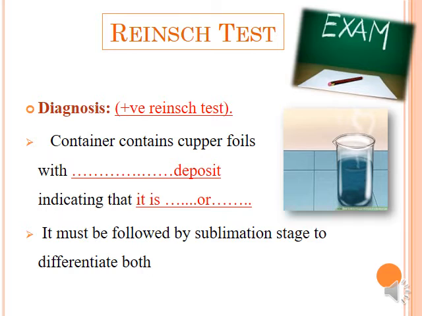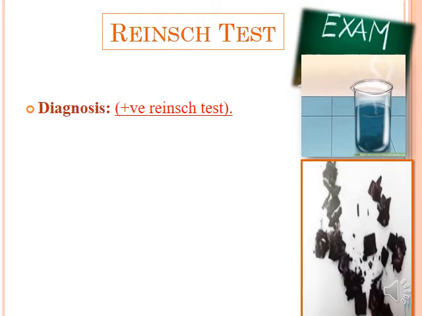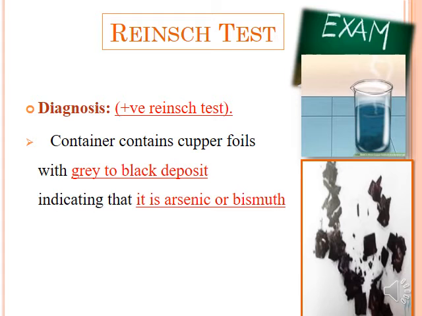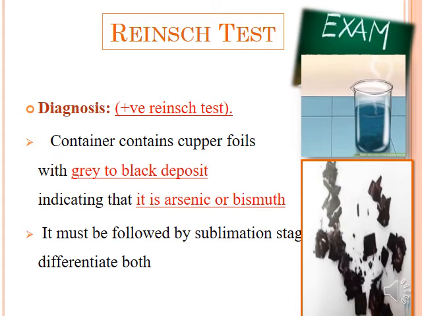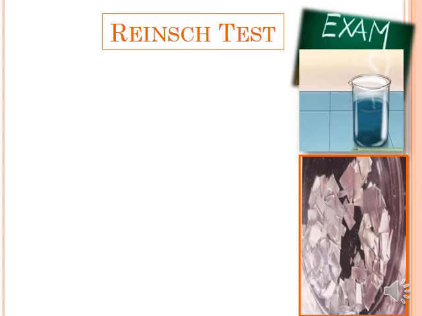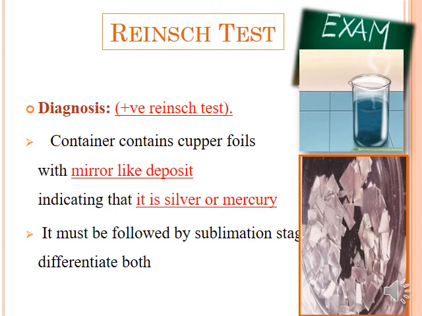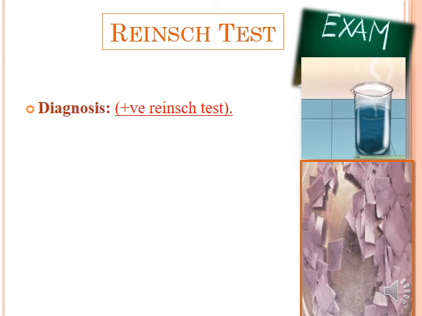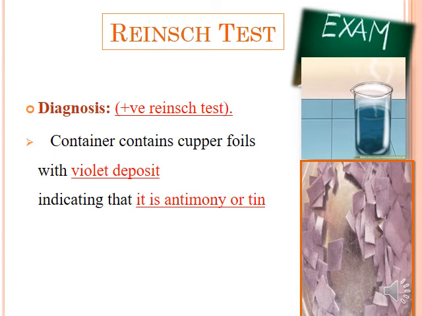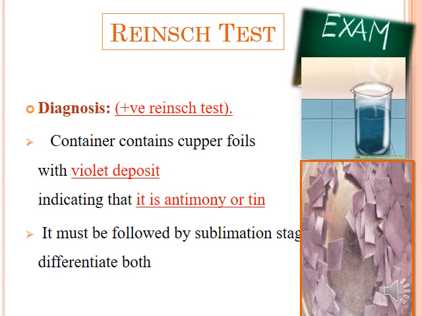For example, if we find the container contains black or grayish deposit, it indicates it is arsenic or bismuth, so we should do the sublimation stage to differentiate between both. If we find the container contains mirror-like deposits, it indicates silver or mercury, also followed by the sublimation stage to differentiate both. If the container contains violet deposits, it indicates antimony or tin.